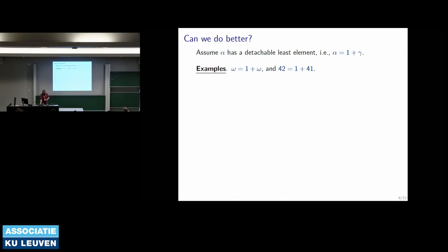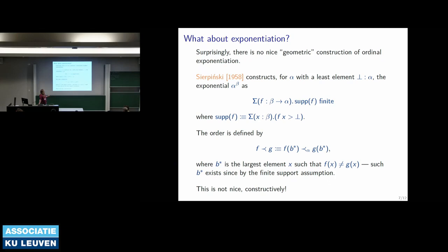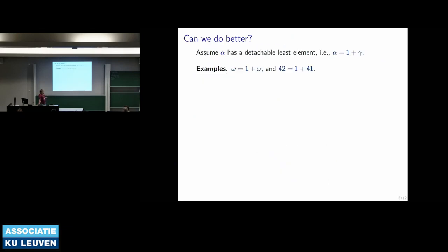So can we do better? So this definition kind of assumed that we had a least element, right? So let's focus on that case, and let's make it a little bit stronger. So we have a detachable least element. So alpha is of the form 1 plus gamma for some gamma, right? So we can distinguish the least element. And this is not such a big restriction, I think, because, for example, omega is the same as 1 plus omega. And, of course, 42 is 1 plus 41. So there's many examples of such ordinals, right? And they're not all just finite.